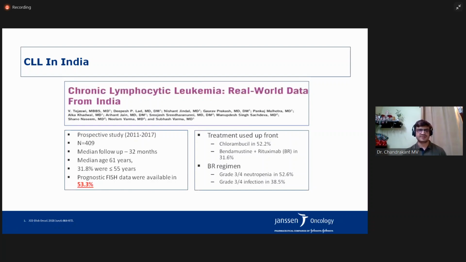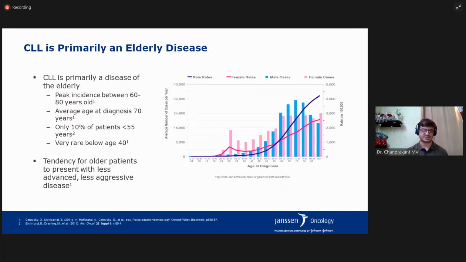So these are the real-world data from India. This was a prospective study of 400-odd patients. The median age of presentation is 61, less than what we saw in the Western population. FISH was done in nearly 50% of patients. The treatment chosen upfront in those times was chlorambucil, and bendamustine in around 30%. With the BR regimen, there was grade 3-4 neutropenia and infections in 50 and nearly 40%. So BR is a standard treatment, but associated with toxicities, with grade 3 neutropenia in nearly 50% of patients.